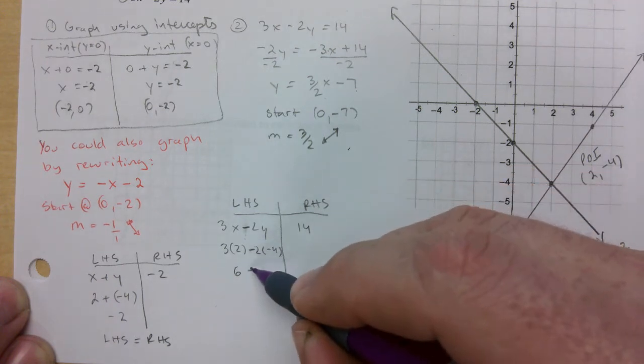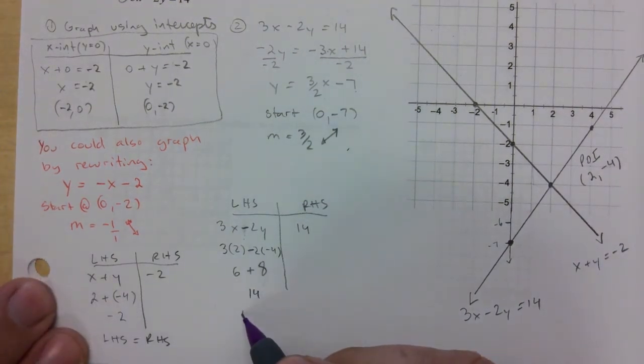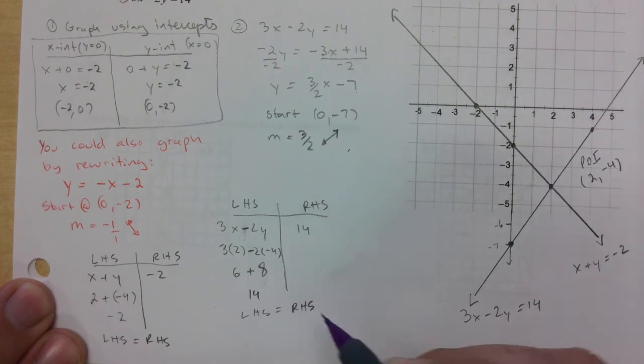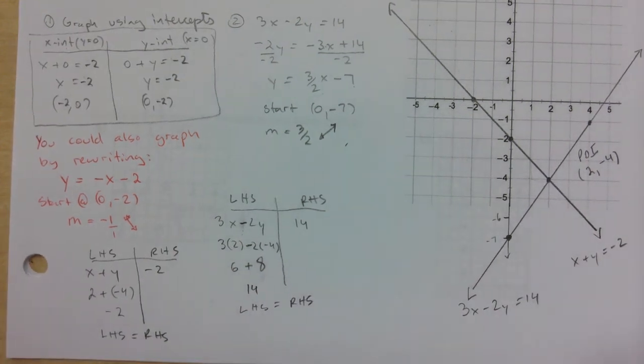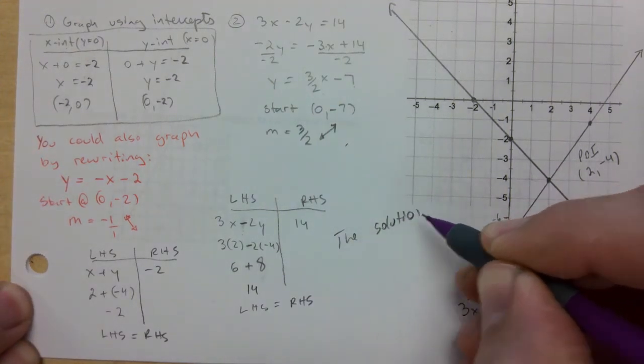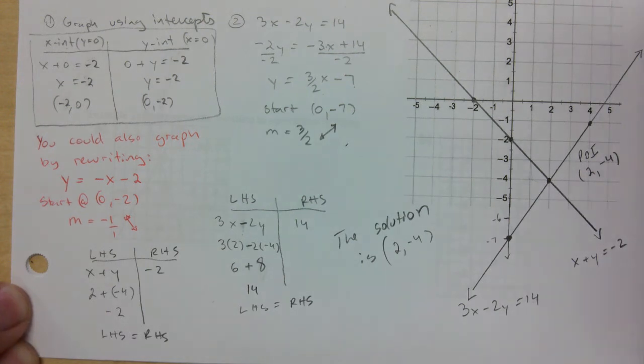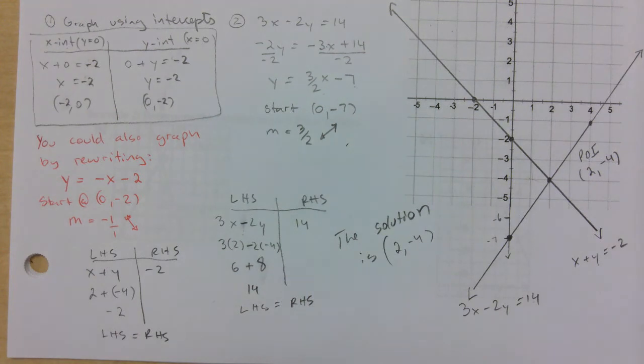There's my double negative, so that turns into +8, and that's 14. I was worried already. What? This is not going to work out? But it does. Thank you. Left-hand side is equal to right-hand side, and the solution is 2, -4. Within a context, like a word problem, this probably wouldn't work because, right, like cans and bottles, you can't have -4 bottles, right? But if there's no context involved, then it is what it is, right?